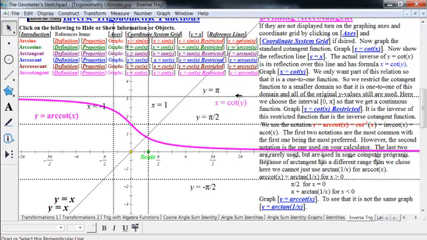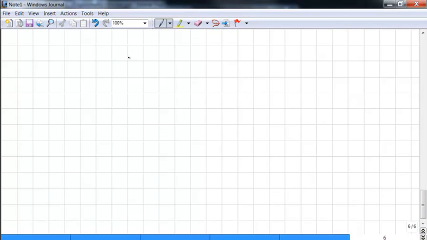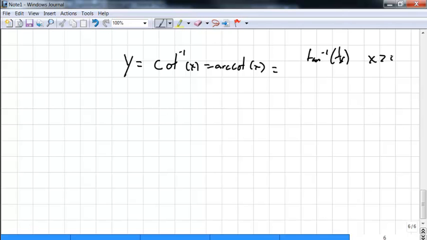Okay, so let's do that on the calculator. Now, we've got to be a little bit careful because we've got a piecewise defined function. So y equals the inverse cotangent of x, or arccotangent, and that y will equal the inverse tangent of 1 over x if x is greater than 0. It'll equal pi over 2 when x equals 0, and it'll equal pi plus the inverse tangent of 1 over x for x less than 0.